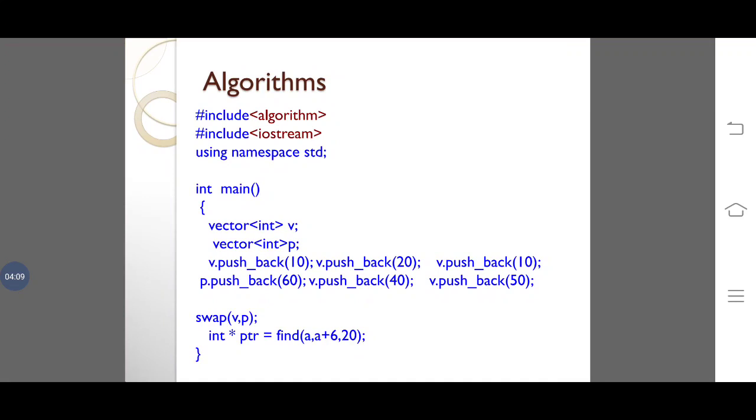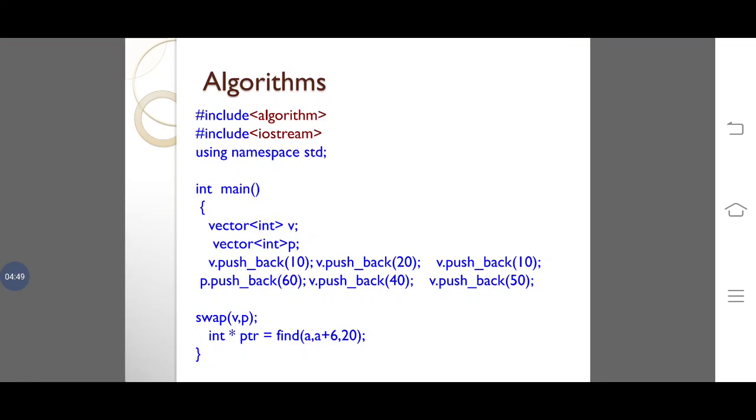To see how these are used, we include the header file algorithm. We have taken two vectors, one vector v of type integer and vector p which is again of type integer, and push back elements like 10, 20, 10 in vector v and 60, 40, 50 in vector p. Then by using the swap algorithm, we write swap(v, p). All the contents of p will go into v and v will go into p. Just a function swap, and that happens. So this is how you can use this function.